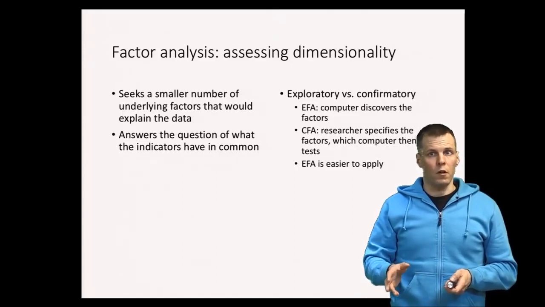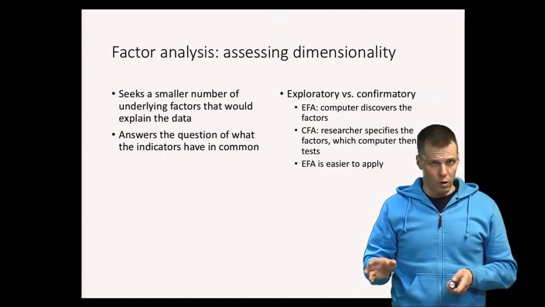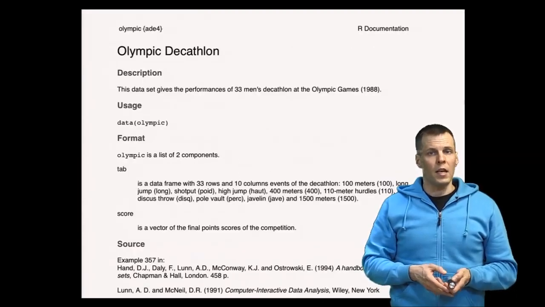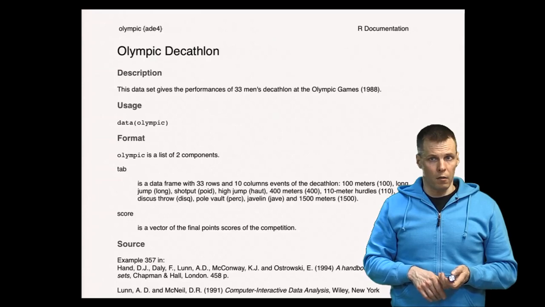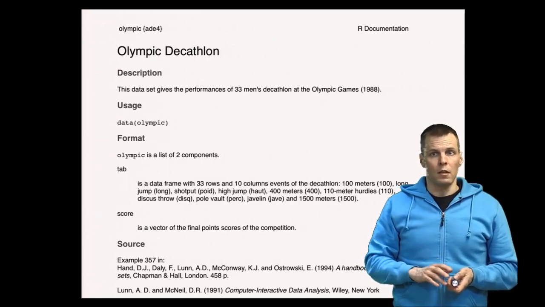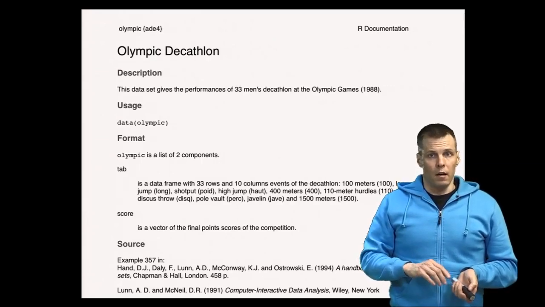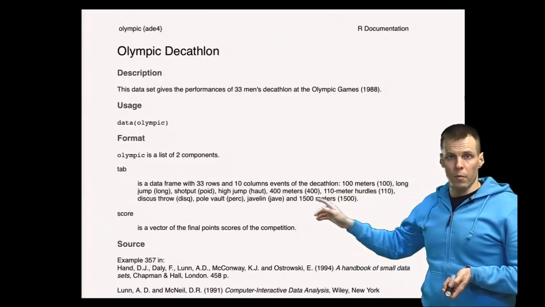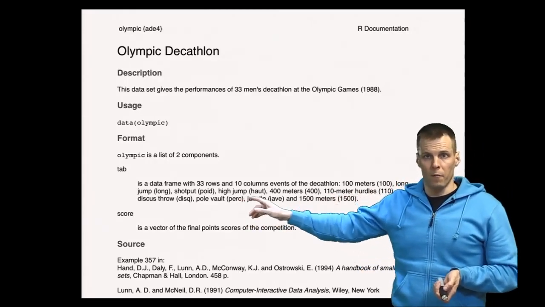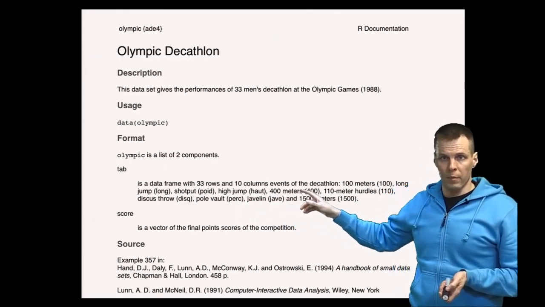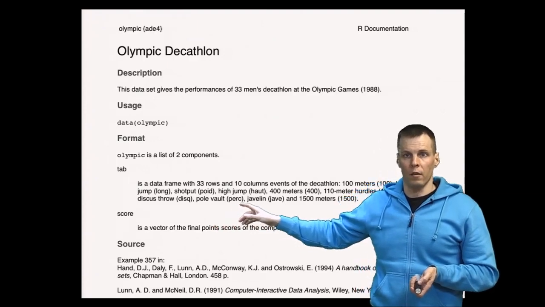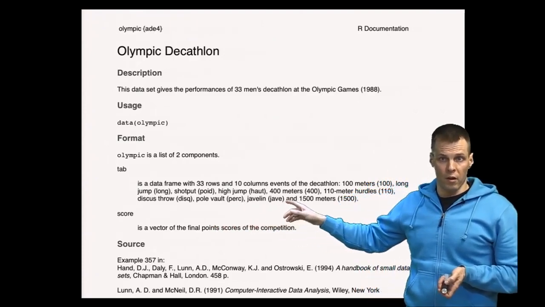I will now demonstrate factor analysis using the exploratory approach. To do that, we need some data, and our data are from Olympic decathlon. So we have the 10 sports that the athletes do: 100 meters run, long jump, shot put, high jump, 400 meters run, 110 meter hurdles, discus throw, pole vault, javelin throw, and 1,500 meters run.